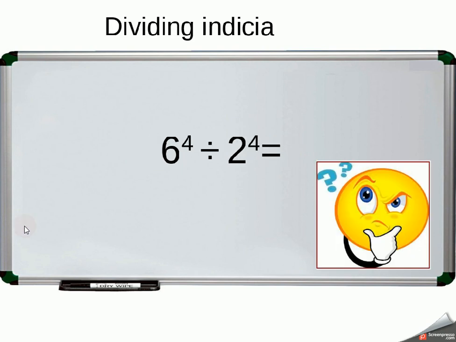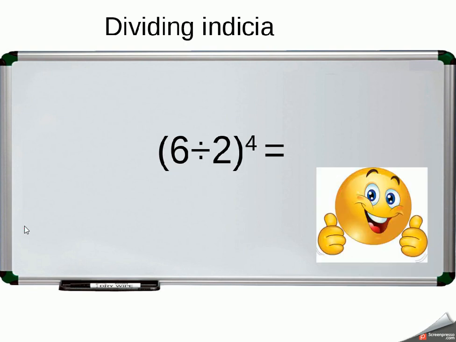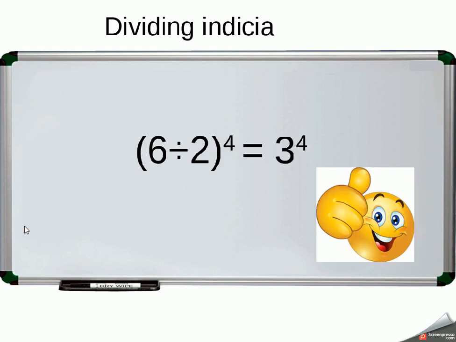So what happens then if we're dividing? Well, in this case, we've got 6 to the power of 4 divided by 2 to the power of 4. But exactly the same again. The bases are different, but the powers are the same. So all I've got to do is do 6 divided by 2, all to the power of 4, which gives us 3 to the power of 4.